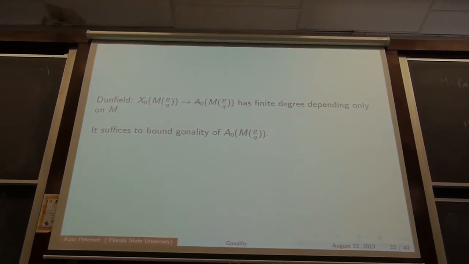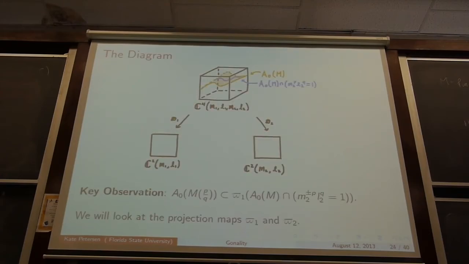Oh, and the easiest way to convince you that it suffices to look at the A polynomial curve is that Dunfield has a bound for the degree of the mappings from character varieties to A polynomials. And so we can use those and use that lemma that says that if you have a map between two curves, the gonality is basically the same, in order to pass to the A polynomial. Okay, so this is the idea of the proof.